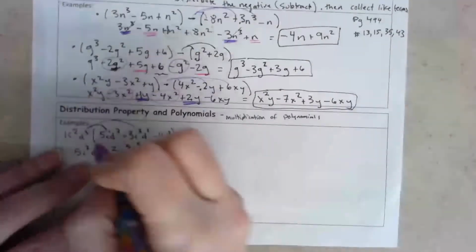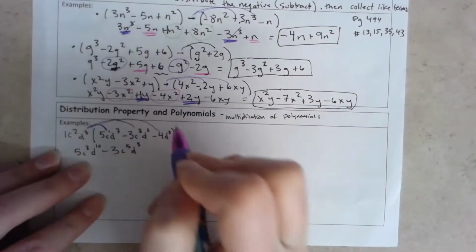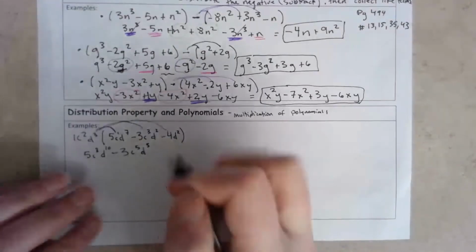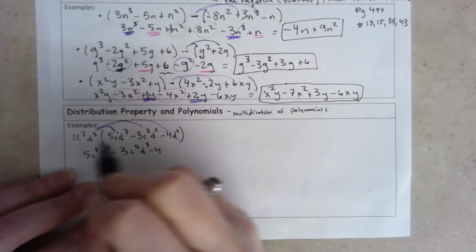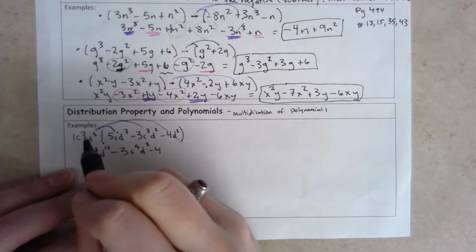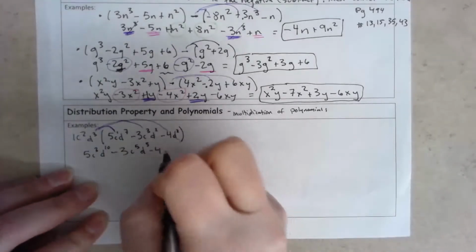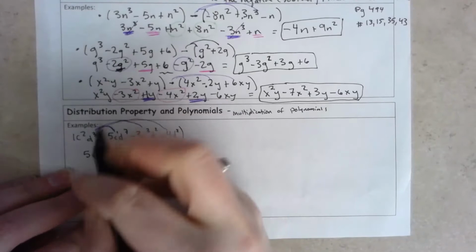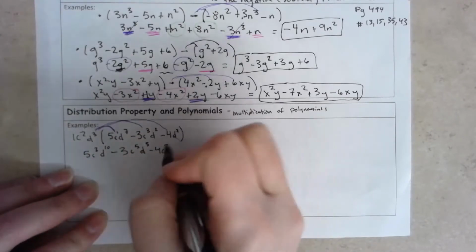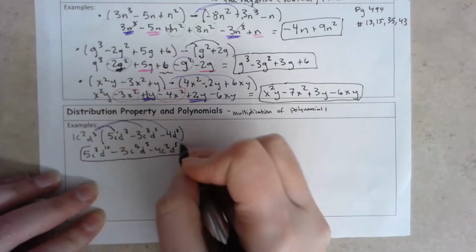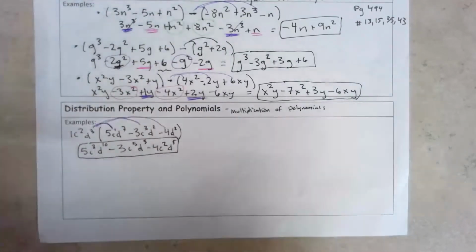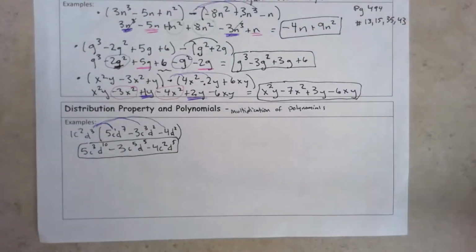Then we've got our last one. So 1 times negative 4 is negative 4. Okay, there is no c. So it's like you had c squared times 1, which is still c squared. And then we have d cubed times d squared, which is d to the 5th. Okay, so there's our first one.